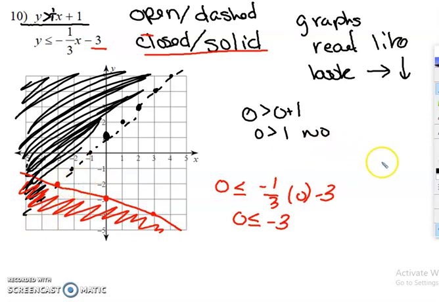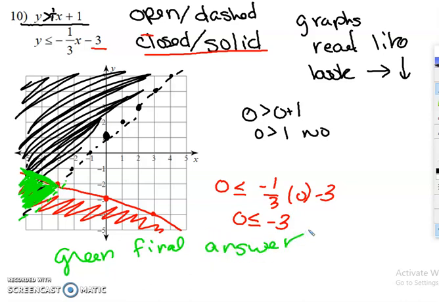So then the final answer for this system of equations is this part right here: the solid, the dashed, and then the overlap. This is the final answer, but this should be dashed. Dash, dash, dash, dash, dash. Okay, so this green is the final answer.